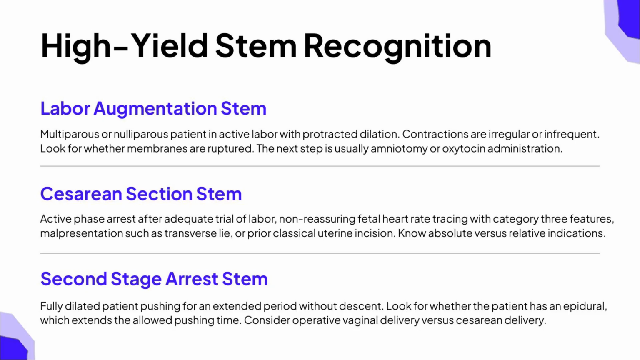For second stage arrest, the stem will describe a fully dilated patient who has been pushing for an extended period without fetal descent. Pay close attention to whether the patient has an epidural because that changes the time limits. With an epidural, you allow longer pushing before calling it an arrest.